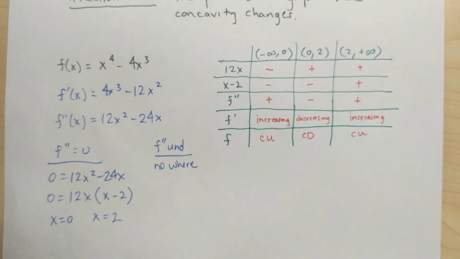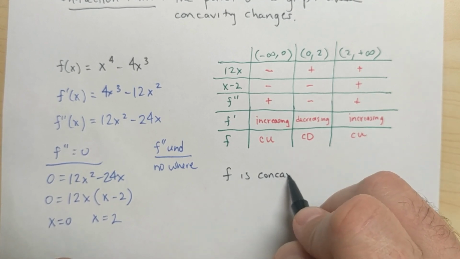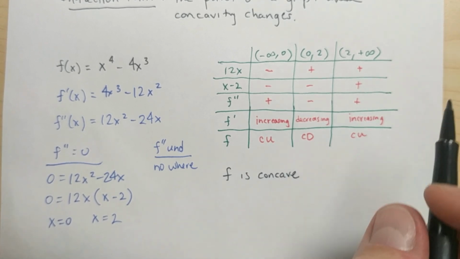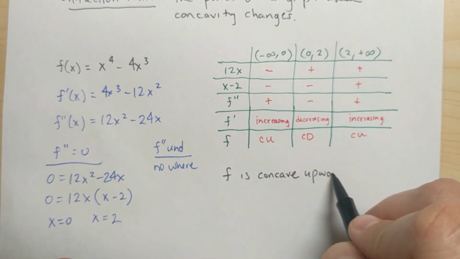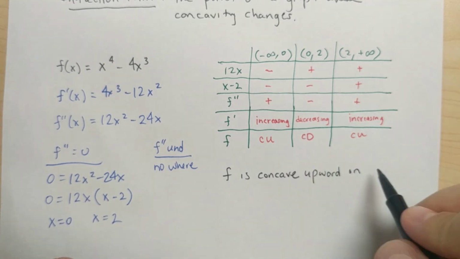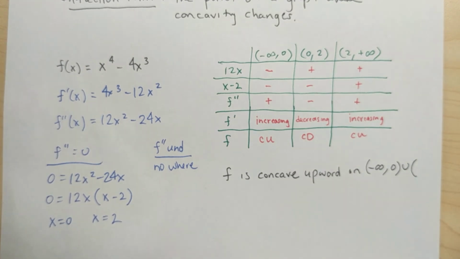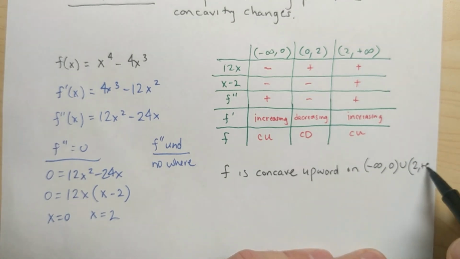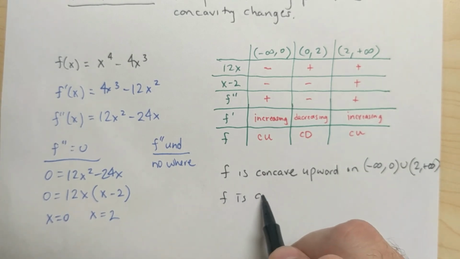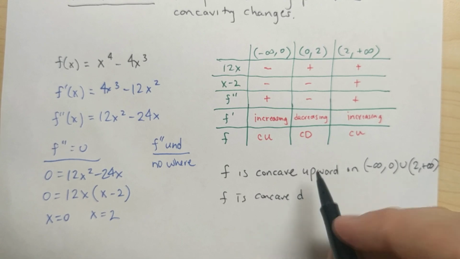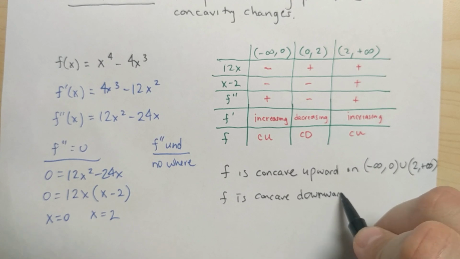So f is concave upward on negative infinity to 0 and 2 to positive infinity. F is concave downward on 0 to 2.